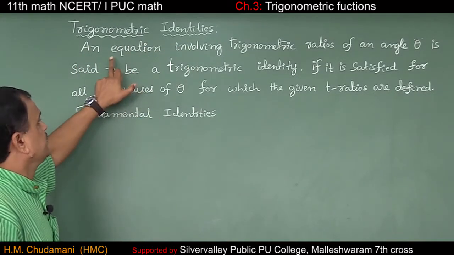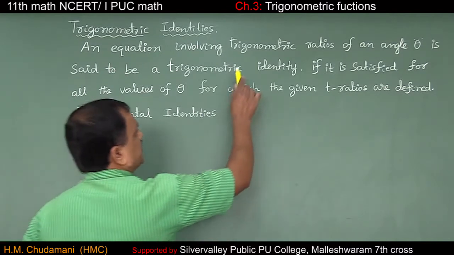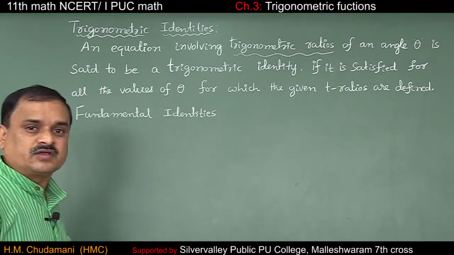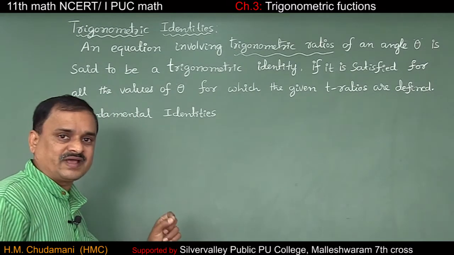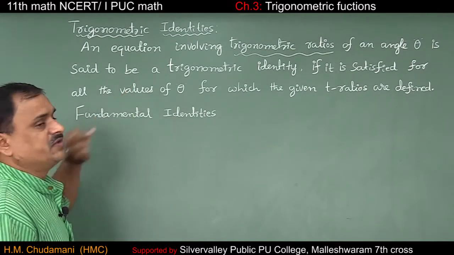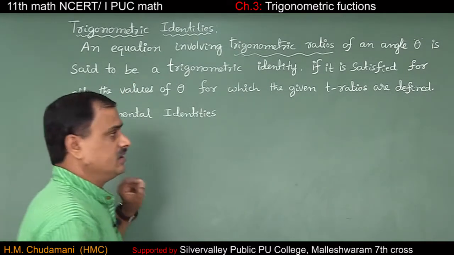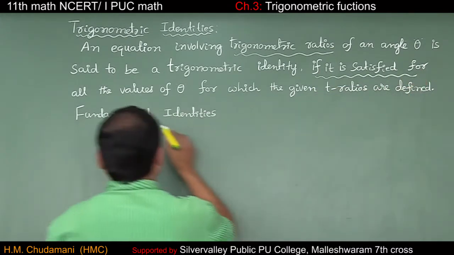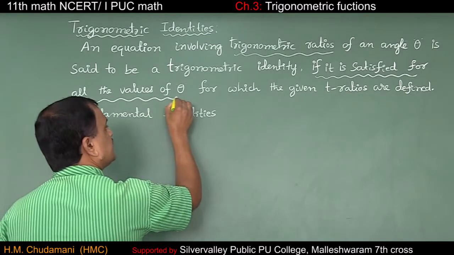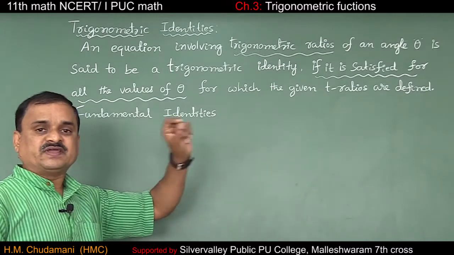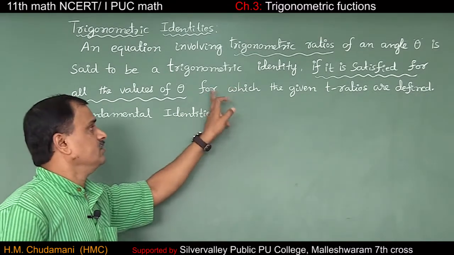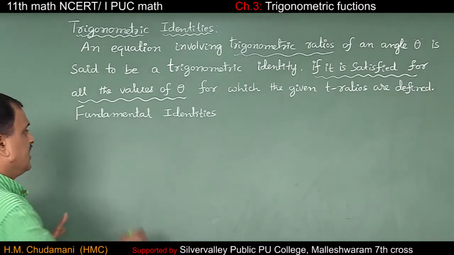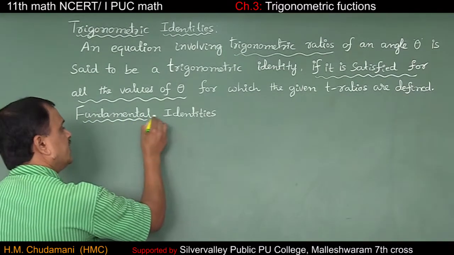Trigonometric identities. An equation involving trigonometric ratios of an angle theta is said to be a trigonometric identity if it is satisfied for all the values of theta for which the given trigonometric ratios are defined. Now let us see the fundamental identities.